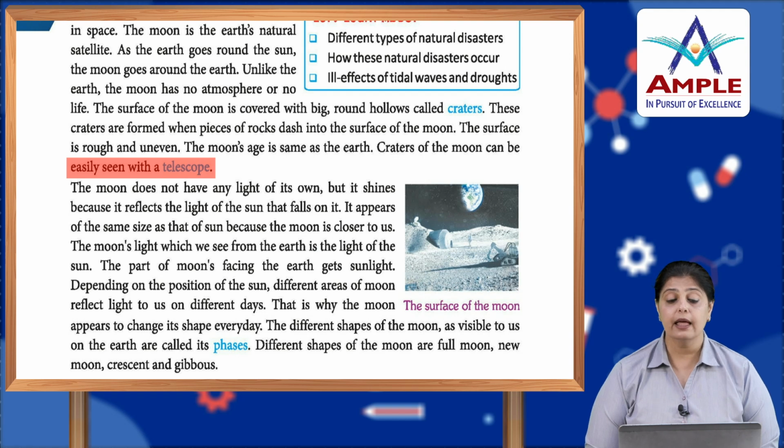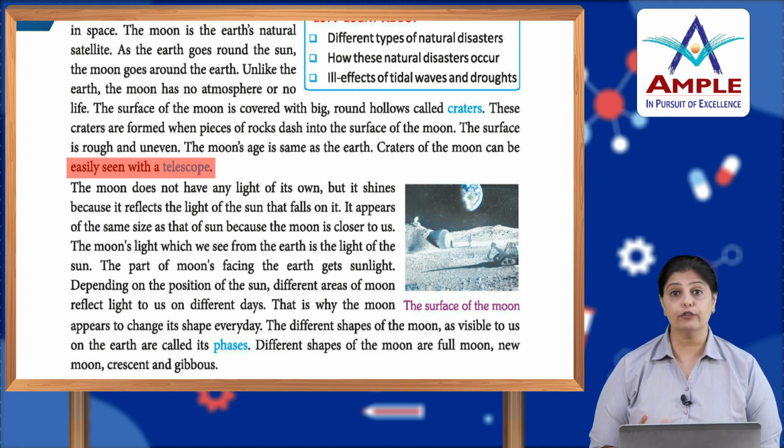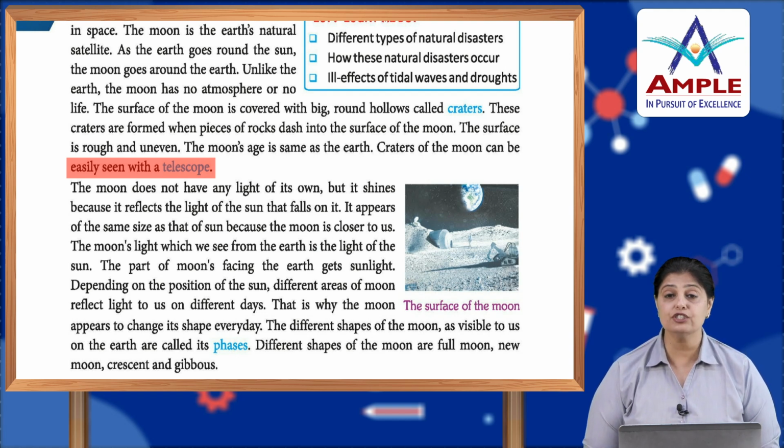And these craters are formed when pieces of rocks dash into the surface of the moon. Now, the surface of the moon is rough, it is uneven. The moon's age is the same as the earth, and craters can be easily seen through a telescope.